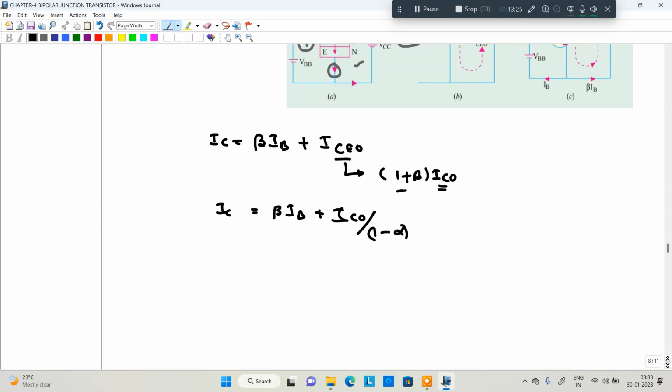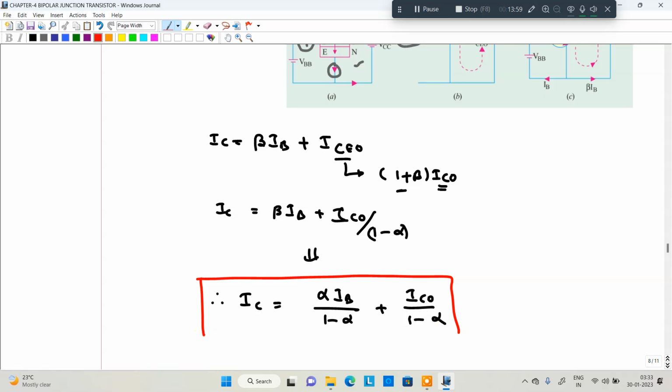Just go back to the previous video and note down those formulas in your running notebook, or you can take the PDFs I already shared in the Telegram channel and go through them once. But all these derivations are not required. The final formula we have to remember is IC is equal to alpha into IB divided by 1 minus alpha, plus ICO divided by 1 minus alpha.